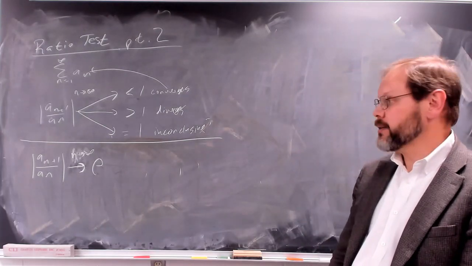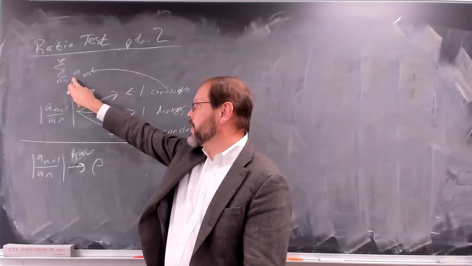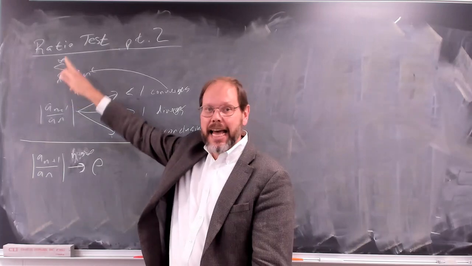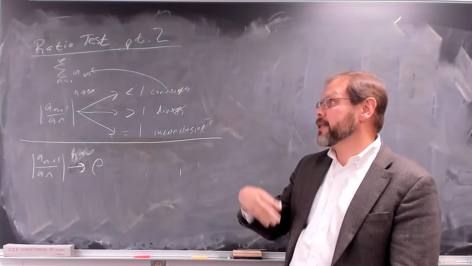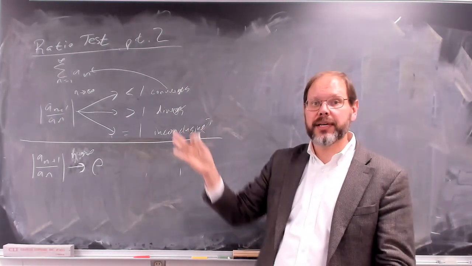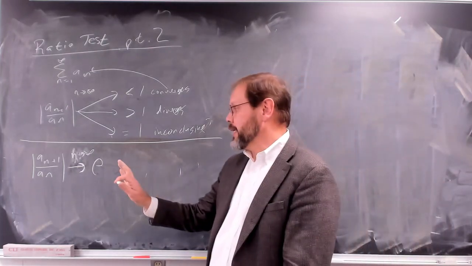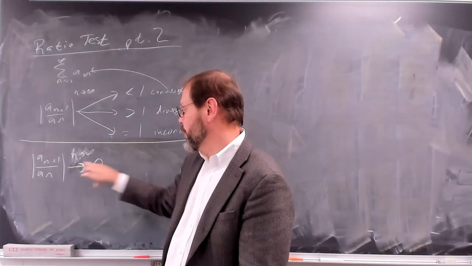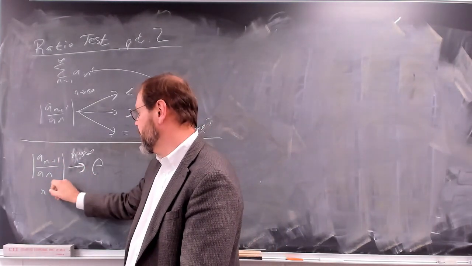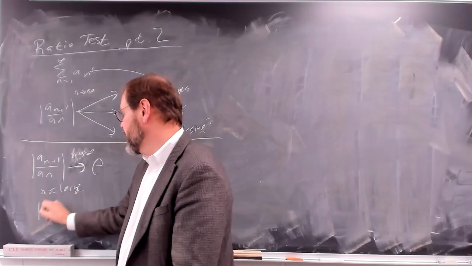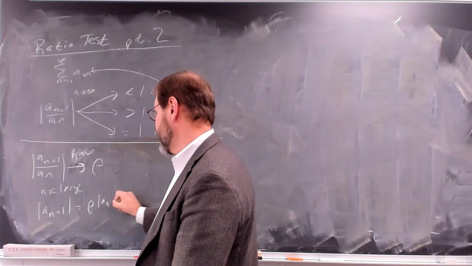What is that telling me? Remember, whether or not a series converges or diverges depends not so much on what happens in the smaller terms, but on what's happening as n goes off to infinity. If those numbers are not getting small fast enough, then the series will diverge. And if they're getting small fast enough, then it could end up converging. So basically, it's saying that as n gets larger, if this ratio is approximately rho, I'm going to rewrite it: for n being large, a sub n plus 1 is approximately equal to rho times a sub n.